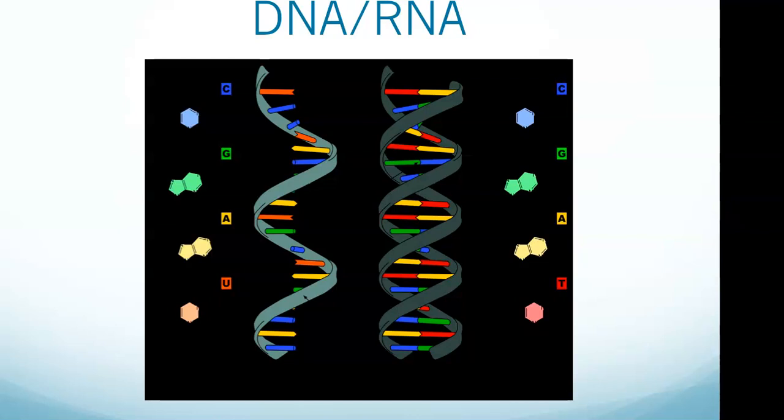Each rung of the ladder is made up of a pair of nitrogen bases. There are 4 bases, and again, we're talking about DNA here, which are adenine, guanine, thymine, and cytosine. They always pair with each other in specific ways. Adenine always pairs with thymine, guanine always pairs with cytosine. The sides of the ladder are made up of a pentose sugar and phosphate. This combination, a pentose sugar, a phosphate group, and the nitrogen base, makes a nucleotide.